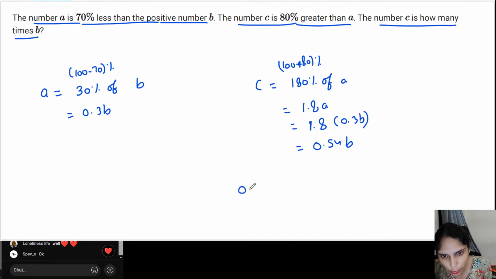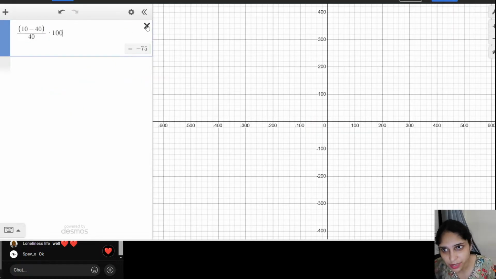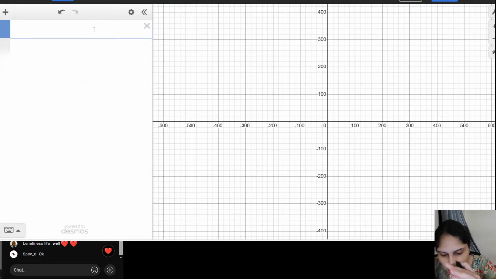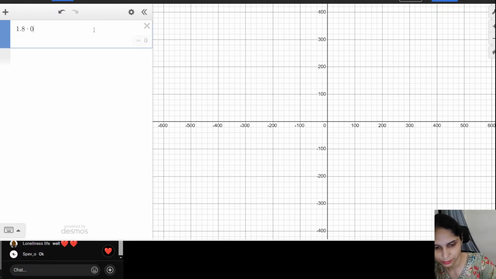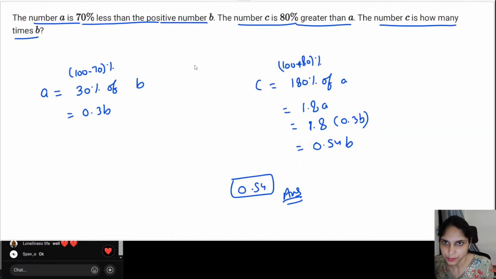So how many times? 0.54 times. So 0.54 is your answer. Got it? I prefer the decimal values because it's easier to multiply them. Otherwise, it gets a little more complicated. So A is 70% less than, that means it is 30% of B. 80% greater means it is 180% of A. Okay? And you've got your answers.